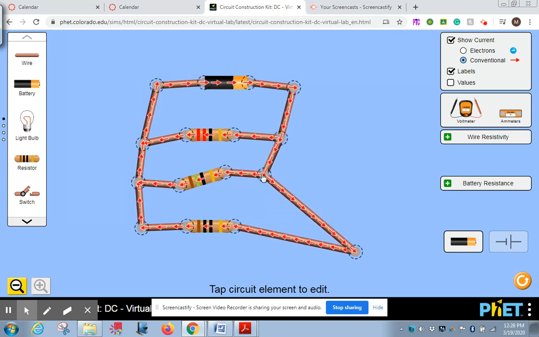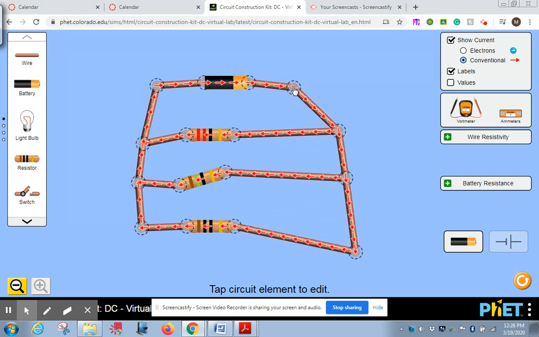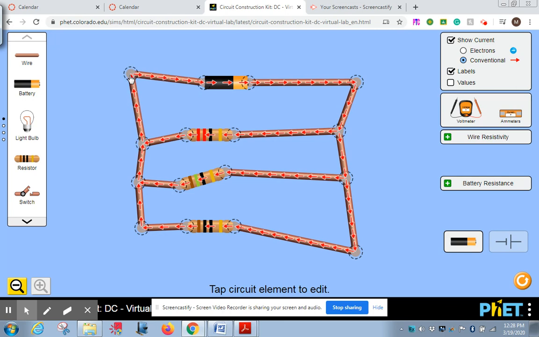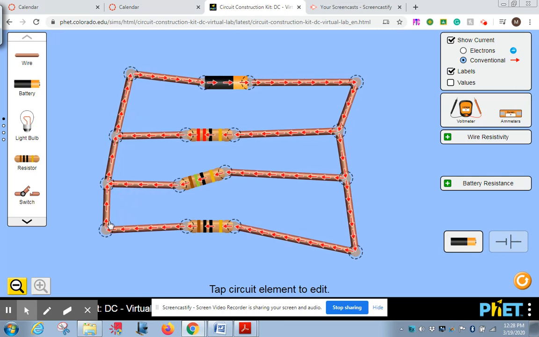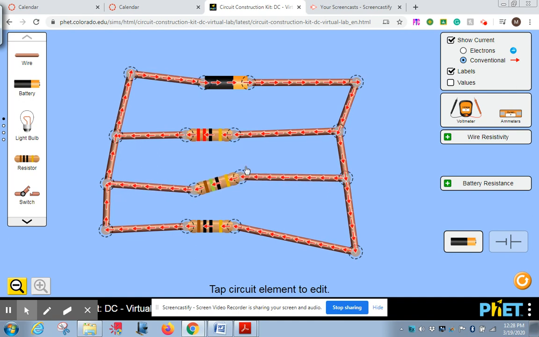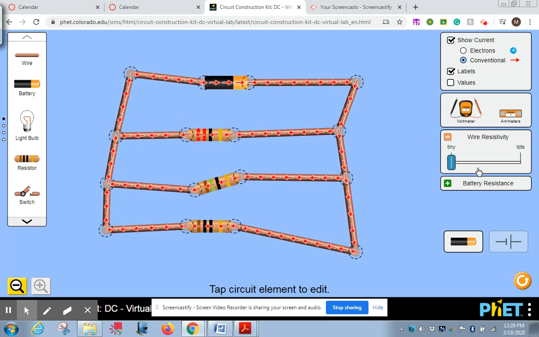And you could kind of stretch this out and do whatever you need. Like it doesn't have to be small. If you're a perfectionist and you want to make it perfect with right angles and all that stuff, you could go play all day with this. Other things I want to show you over here on the right side of the screen, wire resistivity.